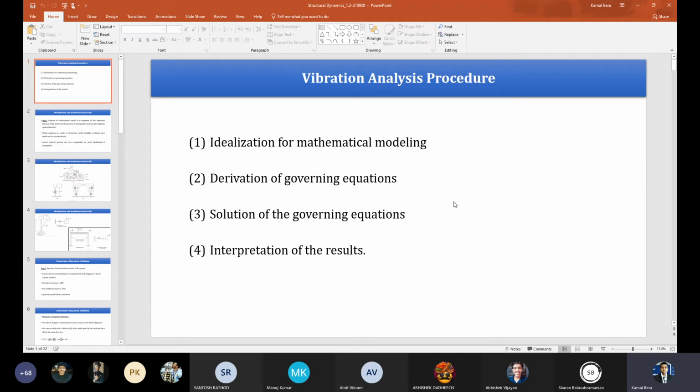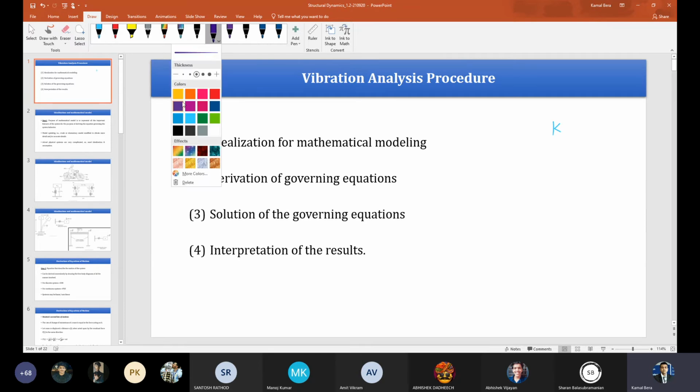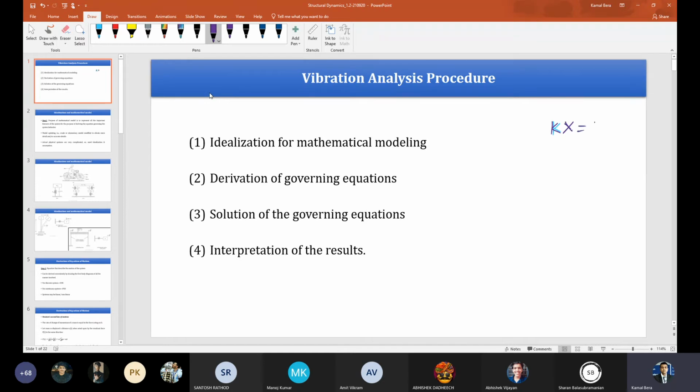So we'll come to how to first develop the differential equation. Once the differential equation is developed, you need to solve it. Because in a static problem, that is also what we are doing, right? That k, stiffness, into x, displacement, is equal to force. Right? So we are finding the stiffness and the force, and we are finding this x.